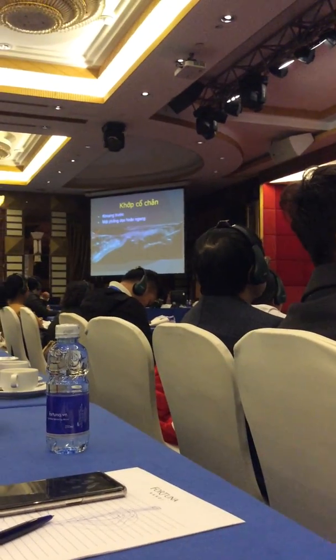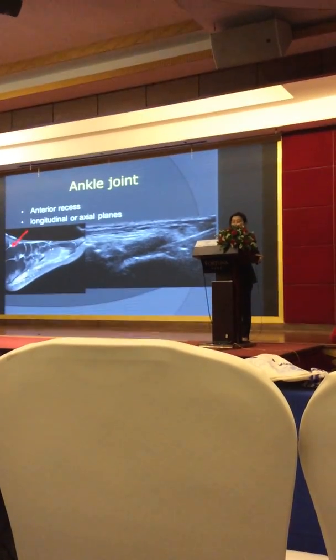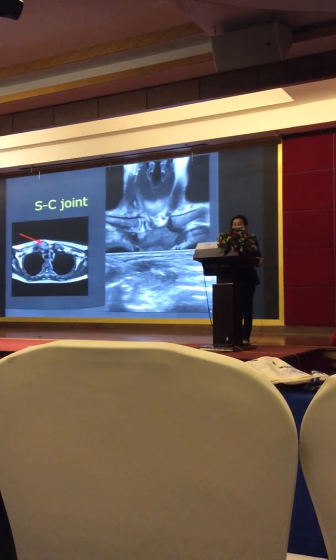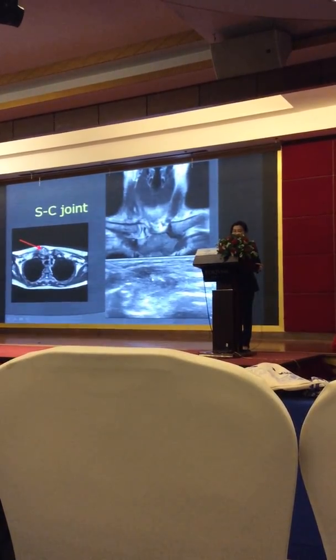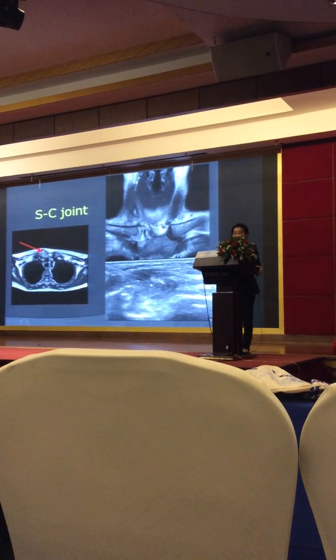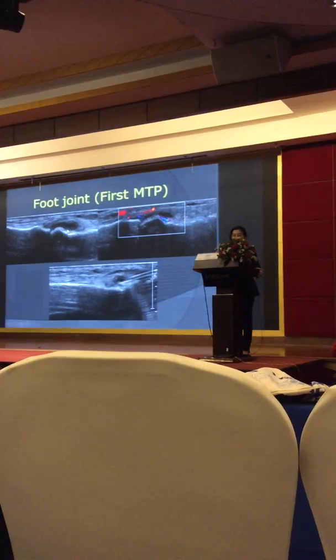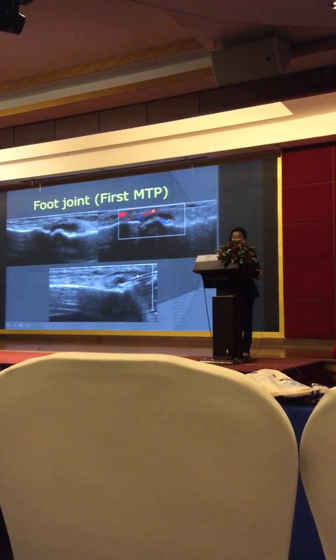For the ankle joint, you usually target the anterior recess, in either the longitudinal or axial plane. For the sternoclavicular joint, as you can see in this case, you can usually use the axial approach from the lateral to the medial side. For the foot joint, this is the first MTP joint with inflammation. You can target from the dorsal aspect. You can see the ring-down effect here.